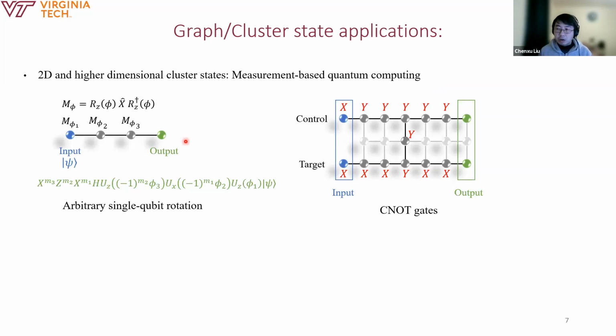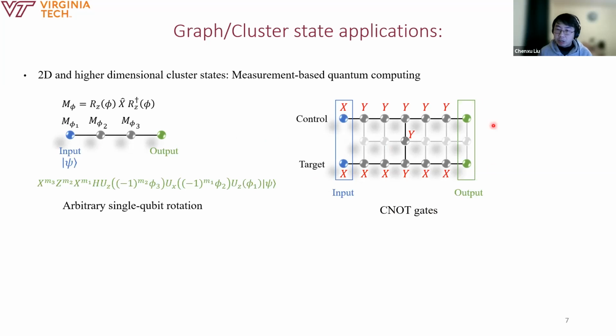For example, here we show how we do an arbitrary rotation on a single qubit state. At first we have a single qubit prepared in the input state, which is the one that we want to apply this single qubit rotation to. We apply a CZ to connect this input qubit to the prepared 1D cluster state. Then we measure these three qubits, and the remaining qubit, which is not measured in this process, will be in the state corresponding to this single qubit rotation on the input state.